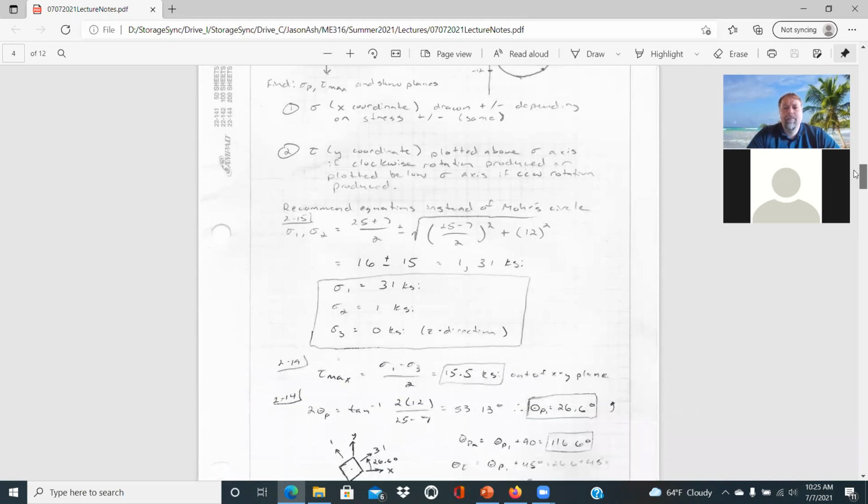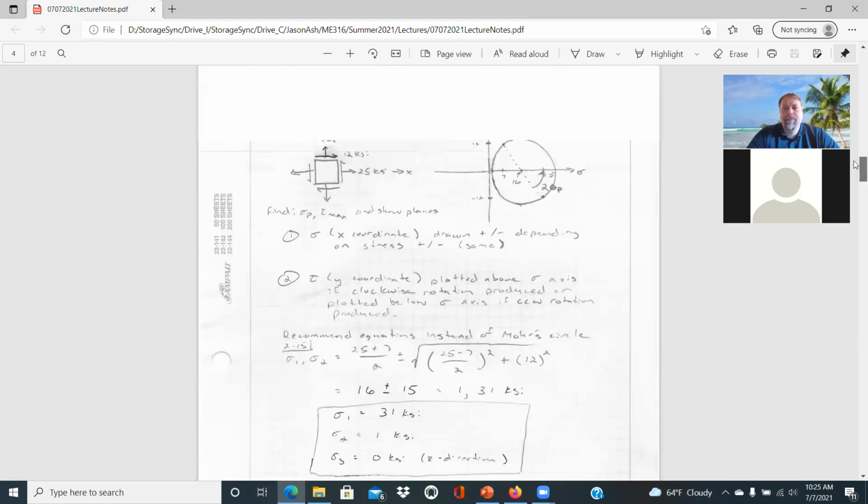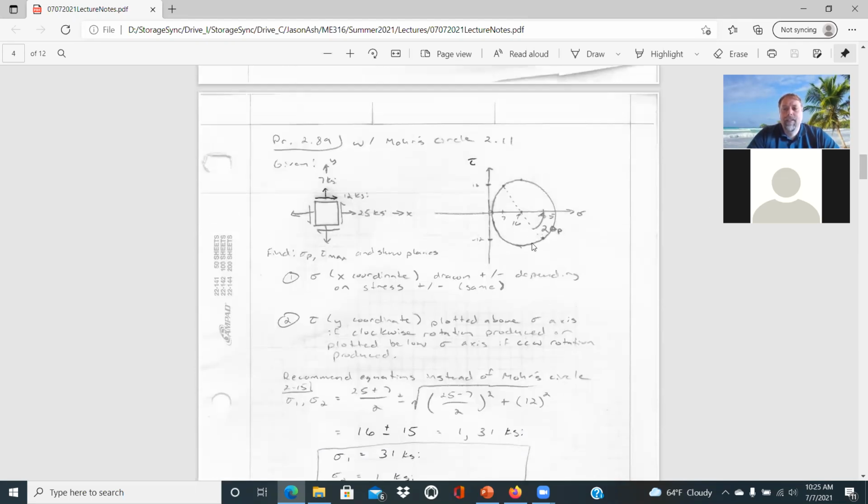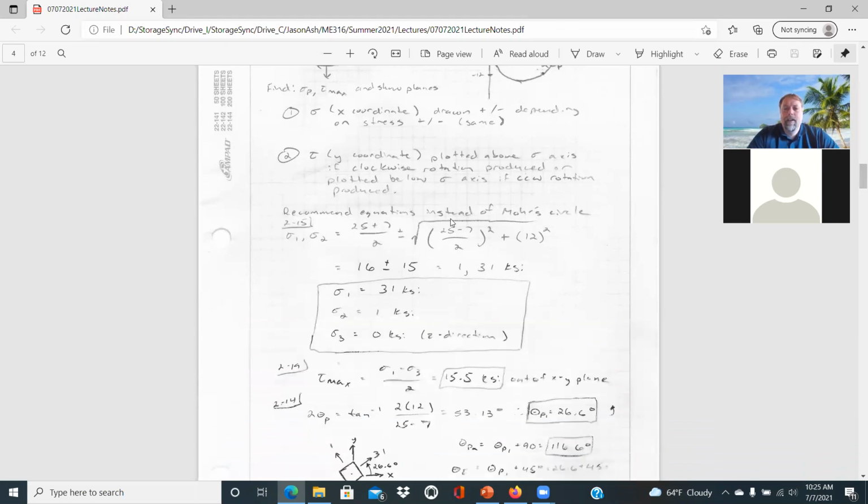But then moving forward, the Mohr circle is nice kind of as a visualization tool and to see essentially that direction that it needs to rotate to get to the principal stresses. But you can also get that directly from the equation as well. Sigma 1, sigma 2 is equal to (sigma x plus sigma y) divided by 2 plus or minus the square root of ((sigma x minus sigma y) divided by 2) squared plus tau xy squared. And that'll come out directly then 16 plus or minus 15 KSI, which will give you 1 and 31 KSI.